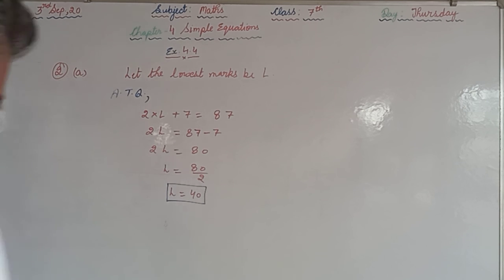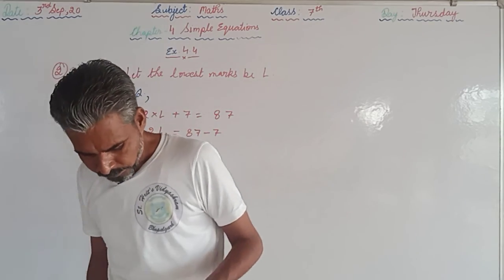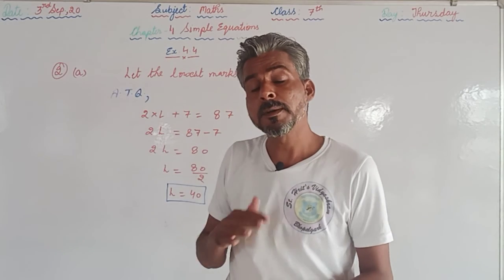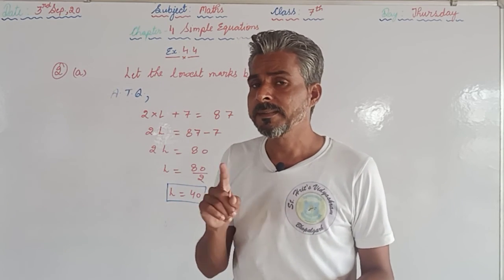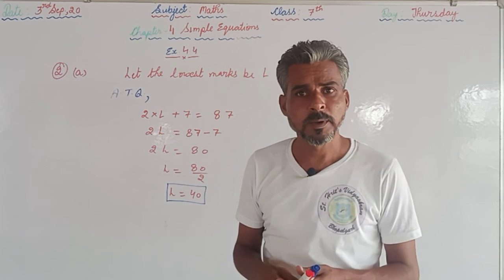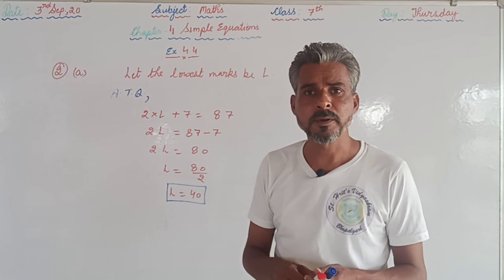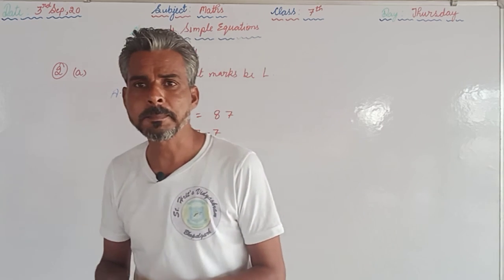So I hope that you have understood the method how to proceed in such type of questions. So you are supposed to repeat all the parts of question number 1, as well as you are supposed to try the remaining 2 parts of question number 2. And after completing the work, you are supposed to take a picture of that and upload it on the school's WhatsApp number.